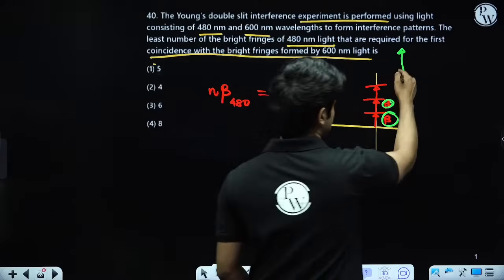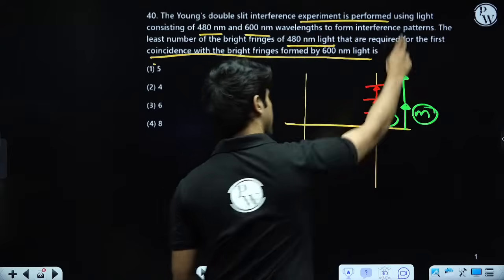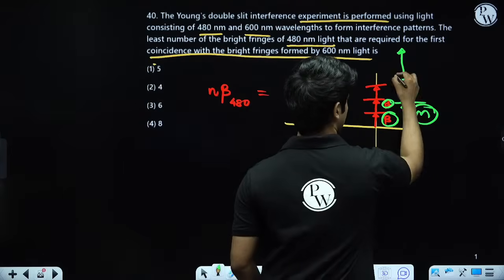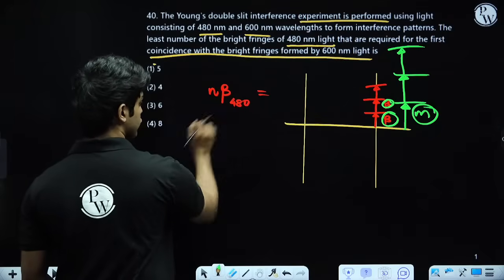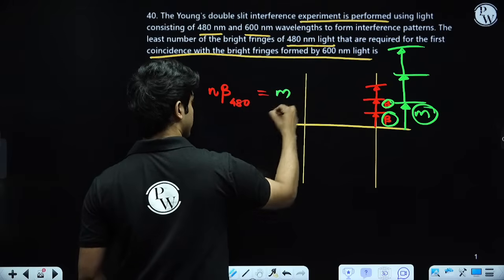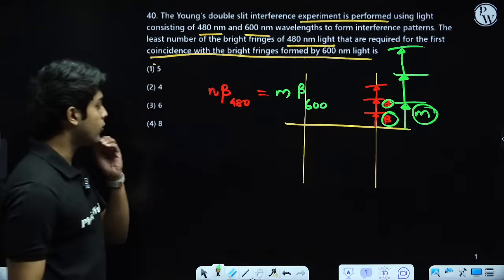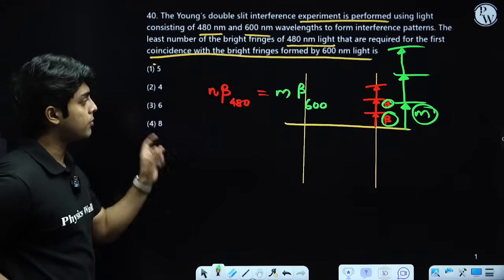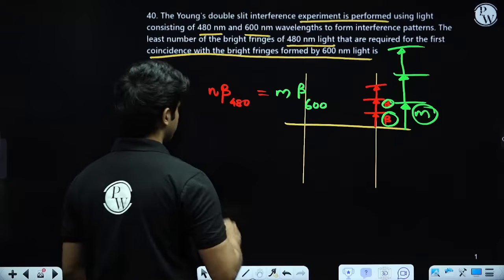So for the 600 nanometer one, let's say we go up m fringe widths. So we are talking about the mth bright fringe. The nth bright fringe of the 480, that distance we equate to the mth bright fringe of the 600 nanometer one. Now we'll try to find the minimum value of n, the minimum number of bright fringes for the 480 nanometer one.